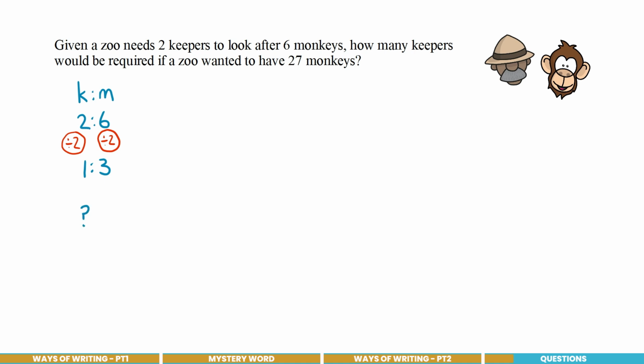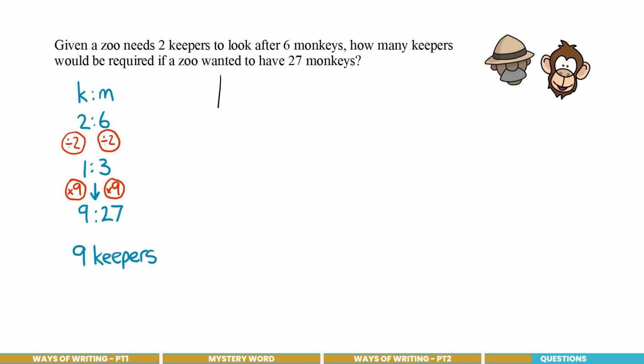We don't know what that number is, but we know that the number of monkeys is 27, and that we need to keep the same ratio of 1 keeper for every 3 monkeys. So we need to scale up our ratio. To get from 3 to 27, we need to multiply by 9. 3 times 9 is 27. So we need to do the same to the other side of the ratio. 1 times 9 is 9. And that's our answer, 9 keepers to 27 monkeys.